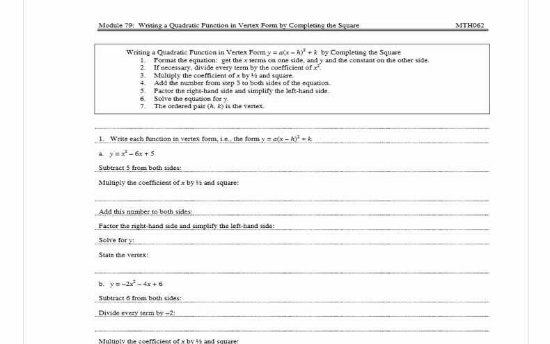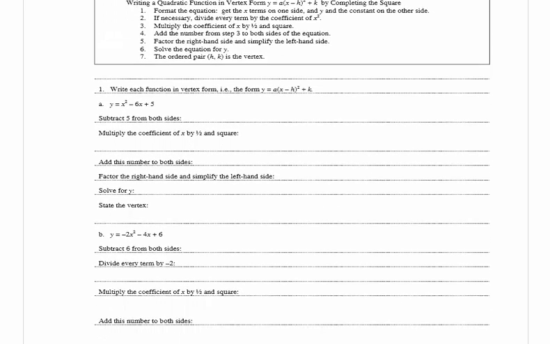3. Multiply the coefficient of x by 1/2 and square. 4. Add the number from step 3 to both sides of the equation. 5. Factor the right-hand side and simplify the left-hand side. 6. Solve the equation for y. And 7. It tells us that the ordered pair (h, k) is the vertex. So now let's take a look at each of these steps one by one in the examples.